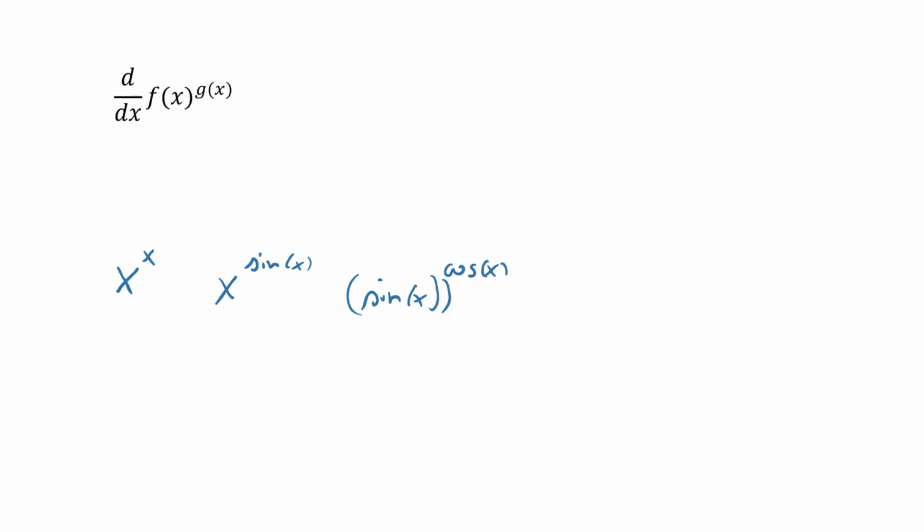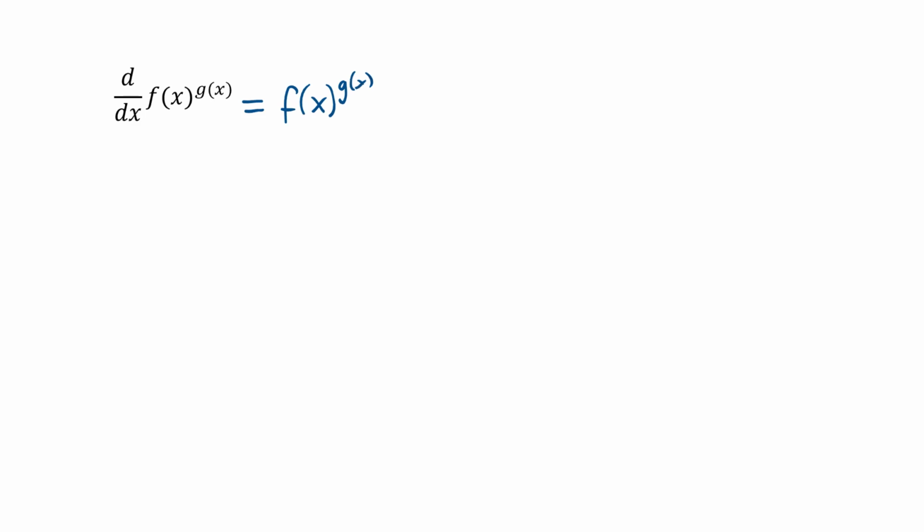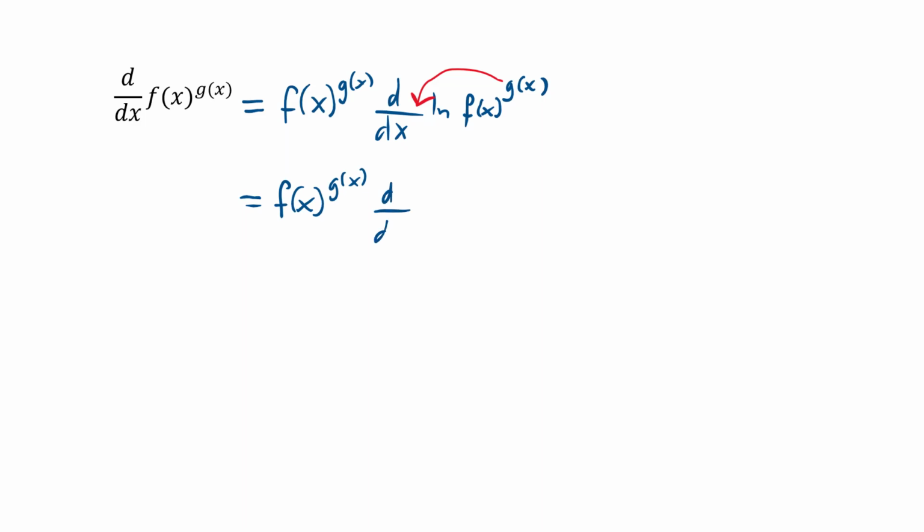So the idea is the following. The derivative of this function according to logarithmic differentiation will be the function itself multiplied by the derivative of the natural log of the function. And again, we use logarithm properties to bring g of x in front, so that we get, again, f of x to the g of x times the derivative of g of x natural log of f of x. And this now is just a product of two functions, so the product rule will do the job.